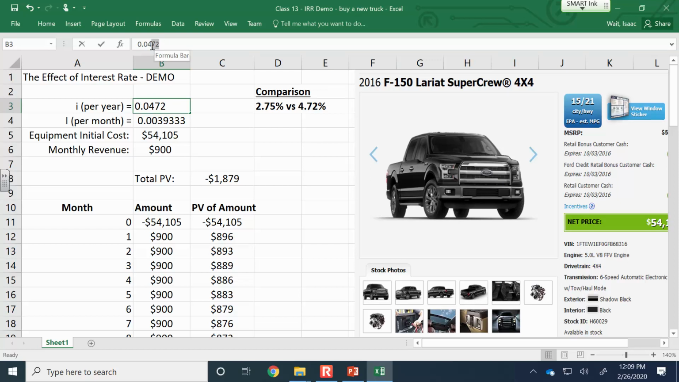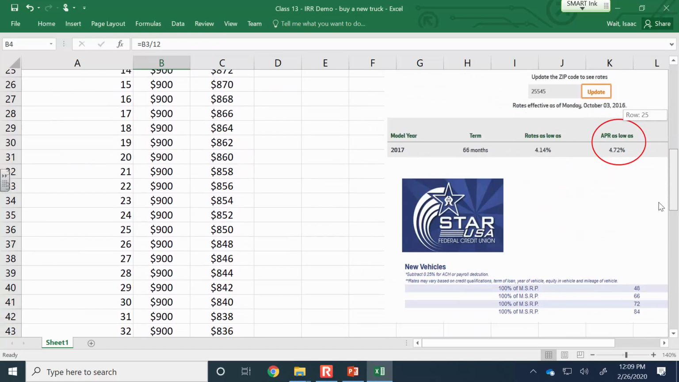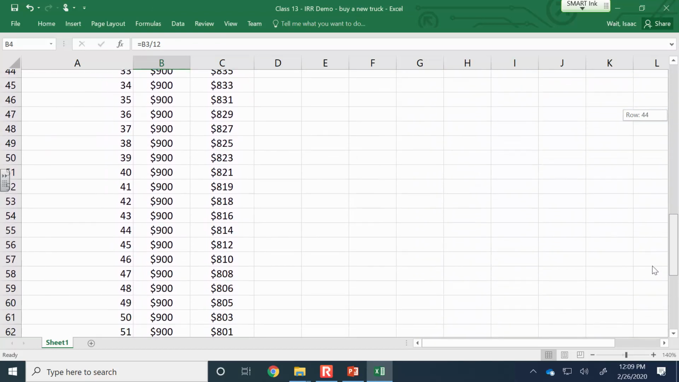interest rate? And so instead of 4.72%, I'm going to put 0.0275. So that's the annual percentage. Dividing it by 12 gives me a new monthly interest rate. And so now these future revenues aren't discounted as heavily.